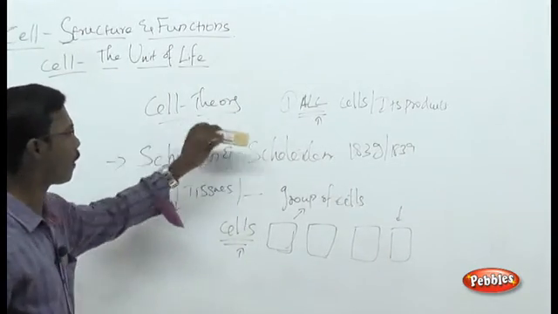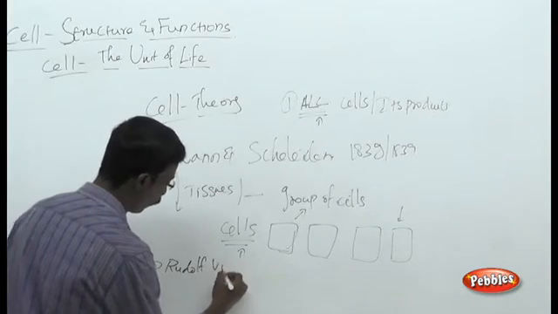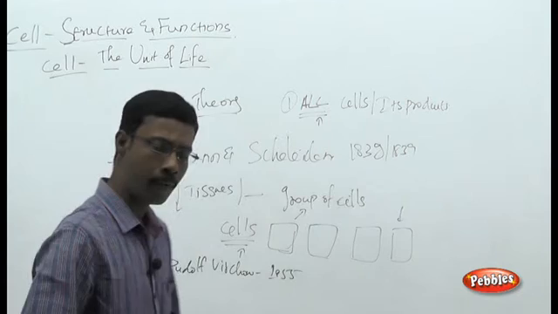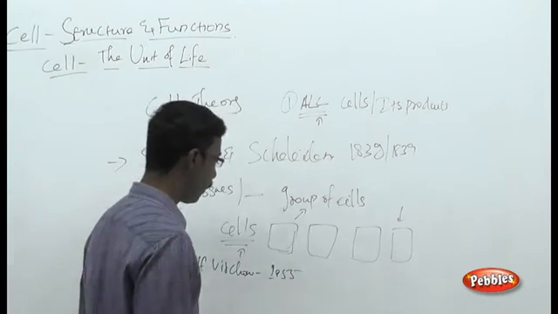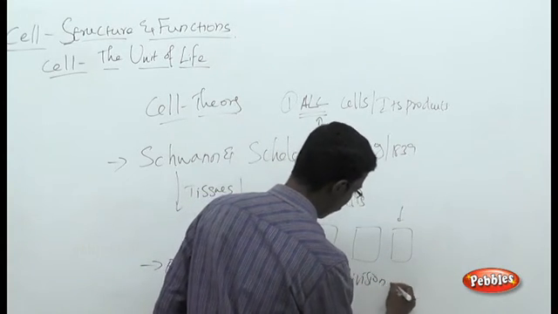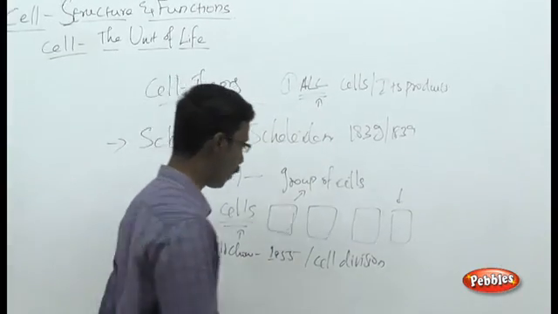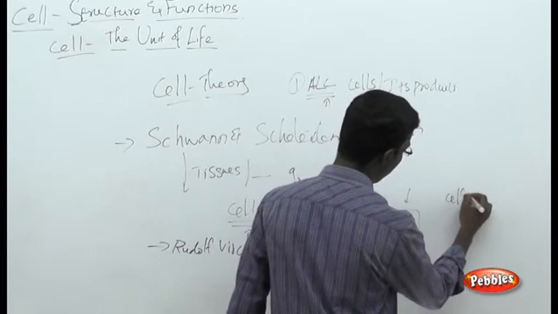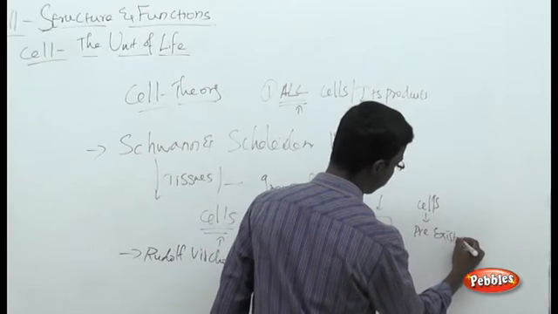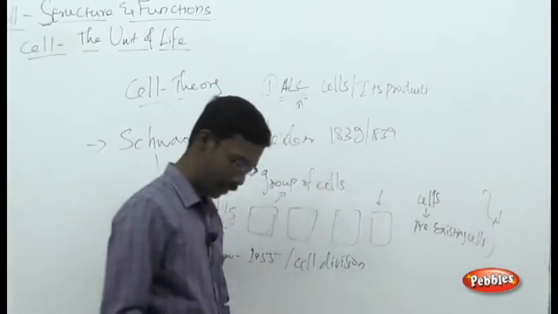Okay, but this is not a complete cell theory, and the cell theory was completed by another scientist called Rudolf Virchow in 1855. So in 1855, Rudolf Virchow discovered the cell division. So what is cell division? The cells are formed from pre-existing cells. Okay, so all the living cells are formed from pre-existing cells. So with this the cell theory is getting completed.